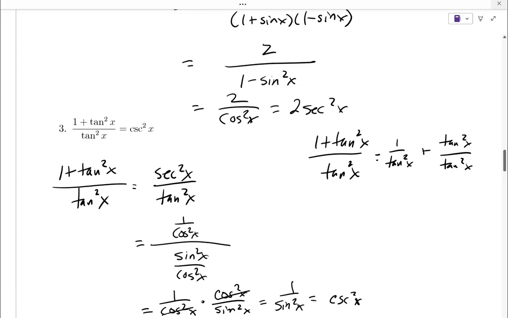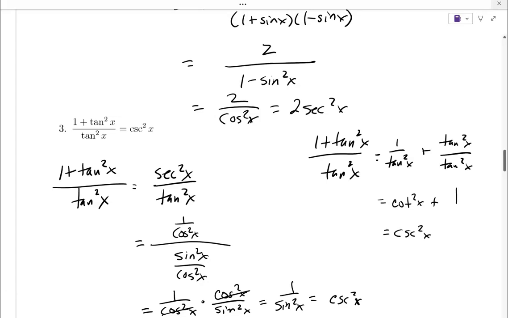Break it up. Tangent squared over tangent squared is going to be 1. 1 over tangent squared can be rewritten as what? What's 1 over tangent the same thing as? Cotangent, yeah. And now do you recognize an identity for that one? Yeah.